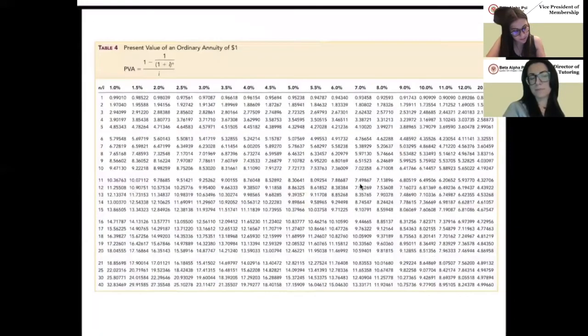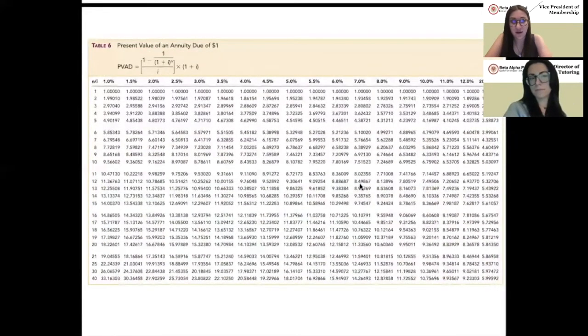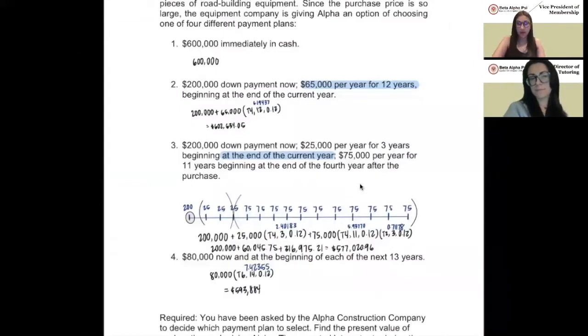Now, table 4 is the present value of an ordinary annuity. And an ordinary annuity is payments that are made at the end of each period. Again, you use your interest rate, and then you use how many periods you need to go back. Now, table 6 is the present value of an annuity due. So with an annuity due, payments are made at the beginning of each period. So the difference between table 6 and table 4 is that table 4 is the end of each period, and table 6 is the beginning of each period.